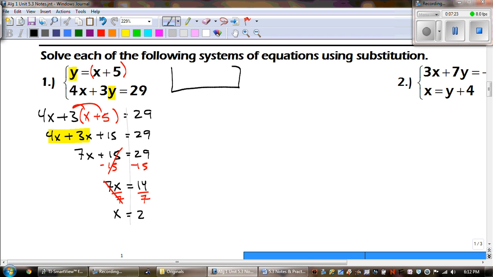So as we're looking for our solution right here, all I know is that x equals 2. I need to find out what y is. And so to find out what y is, I'm going to go back to that original equation that we had, y equals x plus 5. We just found out what x is, so I'm going to plug it in.